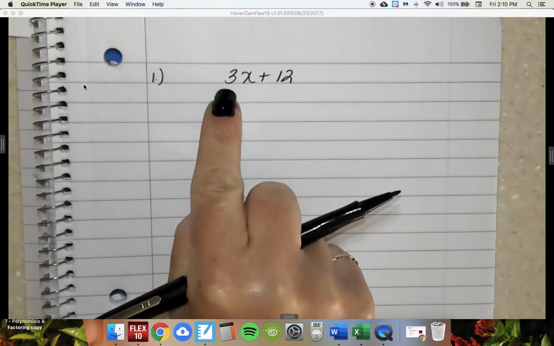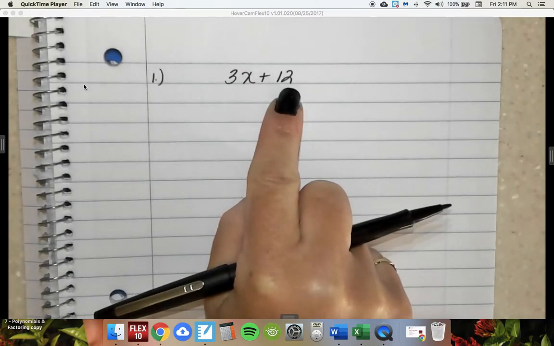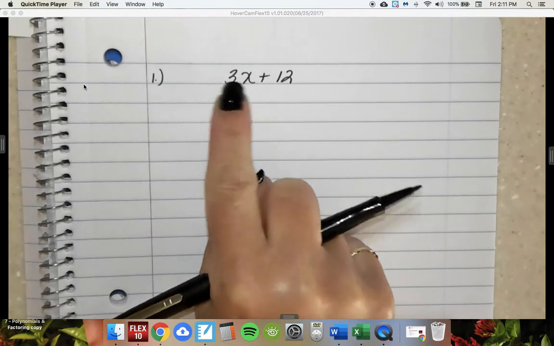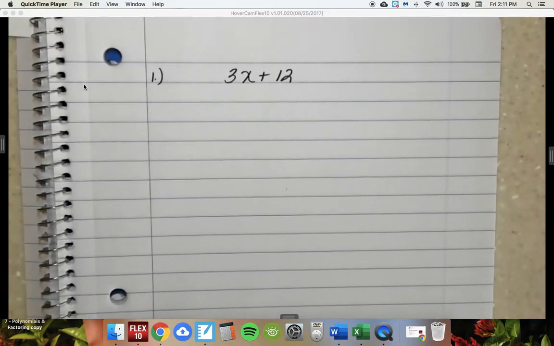Well, the factors of 3 are just 1 and 3. Factors of 12 are 1 and 12, 2 and 6, and 3 and 4. So you've got to find the greatest common factor. Ugh, I hate that phrase. My brain doesn't think that way.